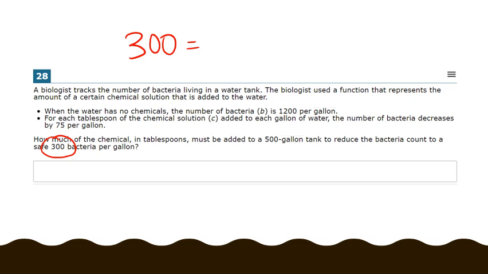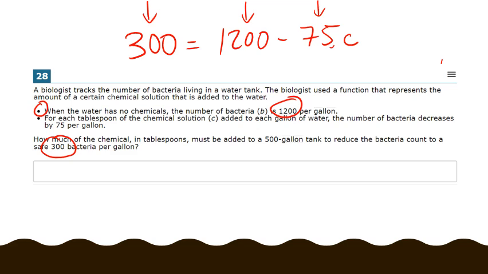Here's what I know. When we start, every single gallon of water has 1,200 bacteria. But when we add the chemical, about 75 of those bacteria are destroyed per tablespoon that we use. So my equation says: if I want 300 in total, starting from 1,200, I take away 75 of those bacteria for every tablespoon. Now in green I'm going to solve for C. This is just a two-step equation, and here's how you solve it. I subtract 1,200 from both sides.